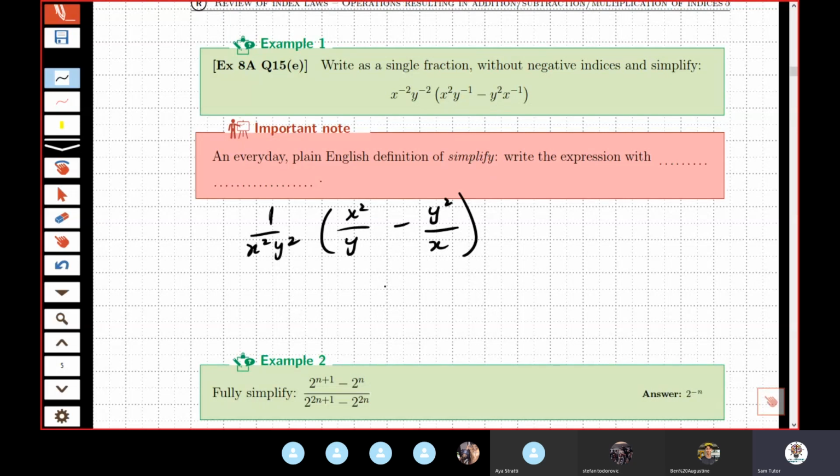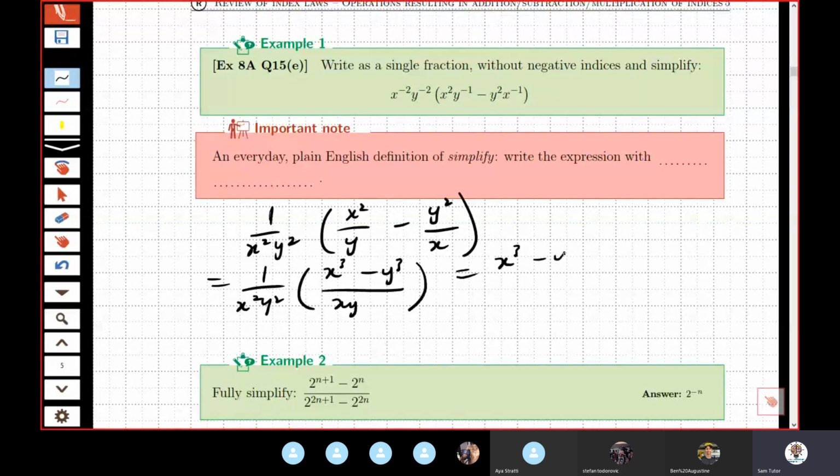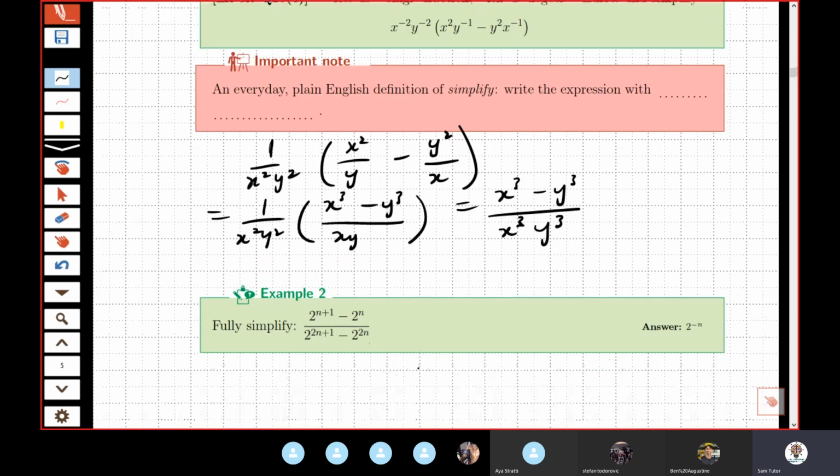No, that makes sense. Then I would cross multiply. So my next line I would get is 1 on x squared y squared, x cubed minus y cubed on xy, and then you're done. x cubed take away y cubed on x cubed y cubed. All good?